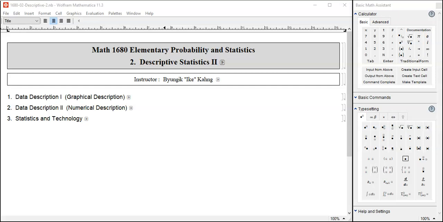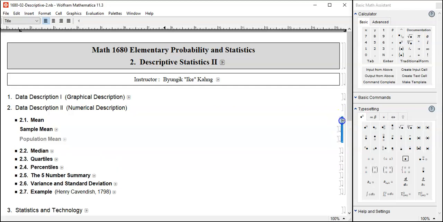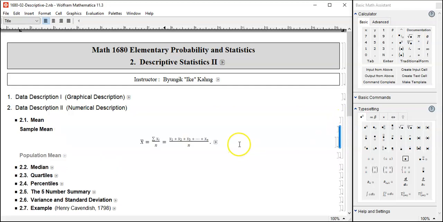Hello students, welcome back. Let's resume our discussion in section 2. Previously we studied mean, median, and quartiles. Here's a quick review. Mean is easy. Just add them all up and divide by the total number of items.